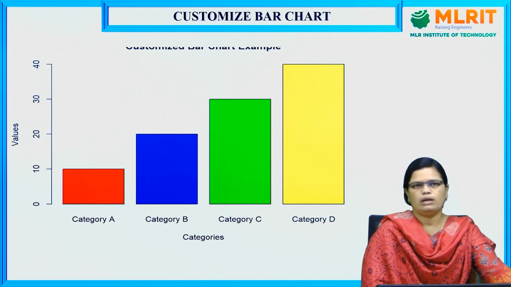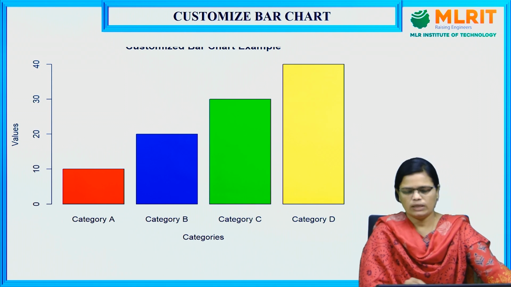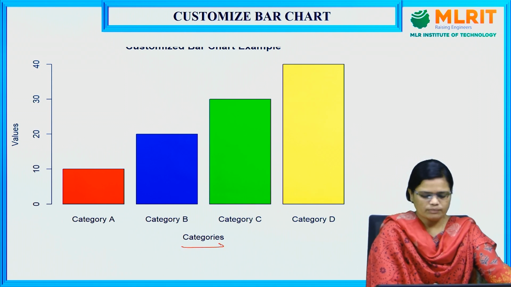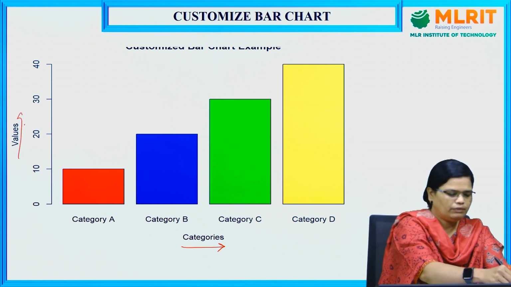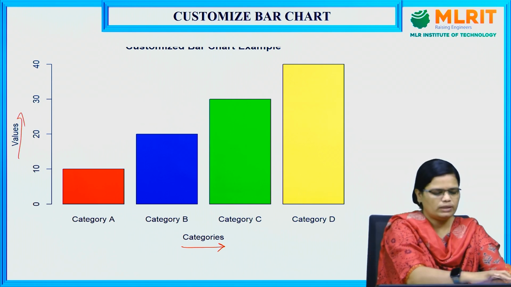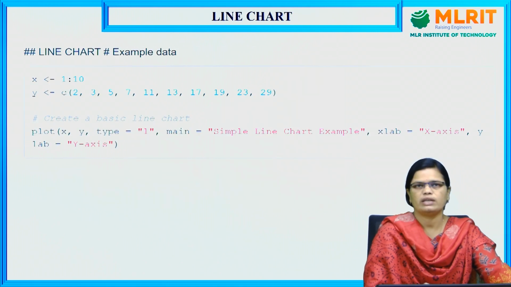Now look at the graph. So red, blue, green and yellow. And here look, we have defined the values and categories as the axis. So it will display the names over the x-axis and y-axis.